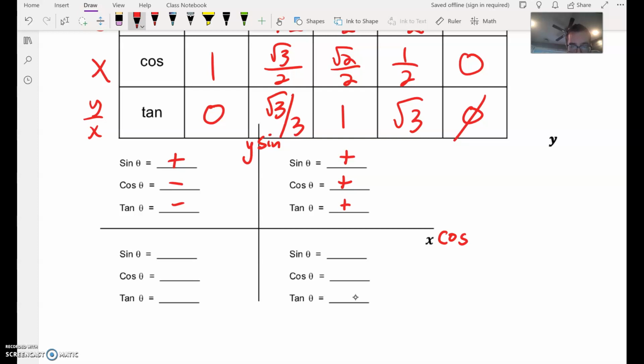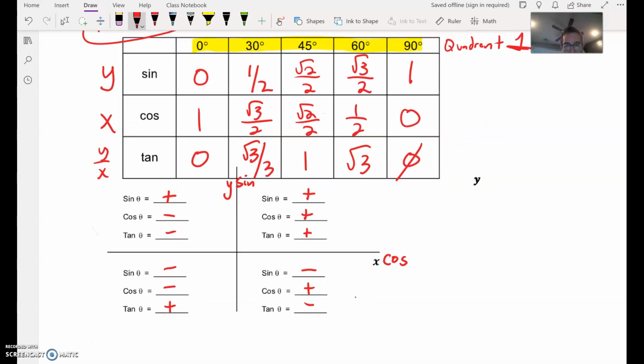Down in the bottom, remember quadrant 3, they're both negative down here. Negative x and negative y, which means the tangent will be positive because a negative divided by a negative is a positive. And then in quadrant 4, the sine is negative because we're down here, but the cosine is positive.